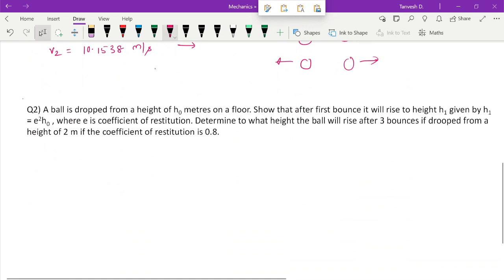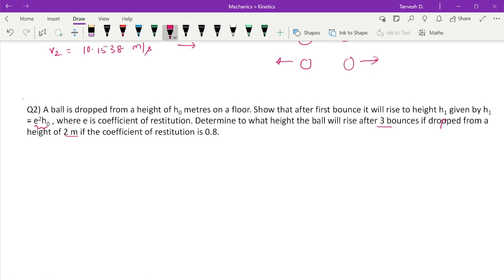A ball is dropped from a height of h0 meters on a floor. Show that after the first bounce it will rise to a height h1 given by h1 is e squared h0, where e is the coefficient of restitution. Determine to what height the ball will rise after 3 bounces if dropped from a height of 2 meters if the coefficient of restitution is 0.8.